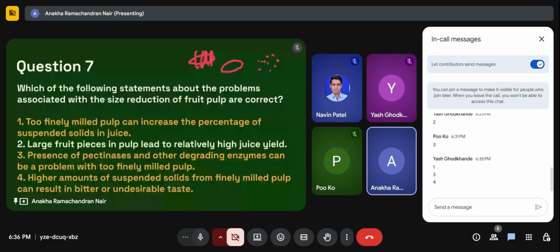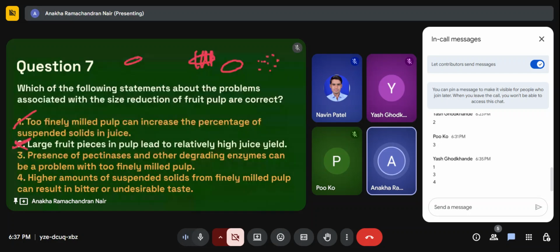Option 3, presence of pectinase and other degrading enzymes can be a problem with too finely milled pulp. These will be containing cells, right? If you finely mill them, these cells will break open and they can release different kinds of enzymes like pectinase and others which can degrade other valuable compounds in the juice.